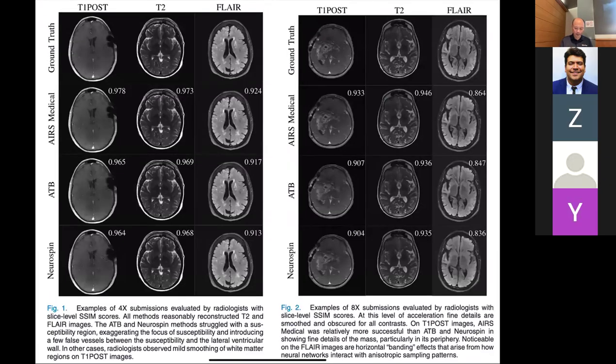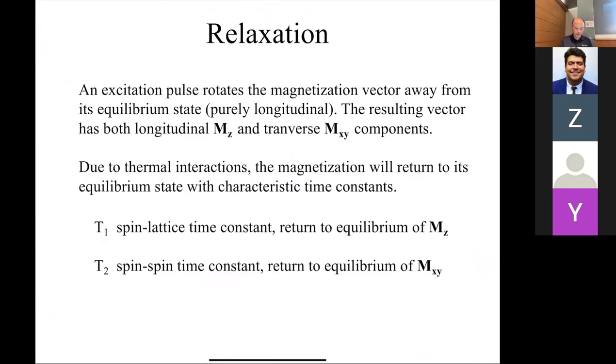And this is just showing some additional images, showing that deep learning does pretty well. Okay, so we're going to stop there in terms of the recon.